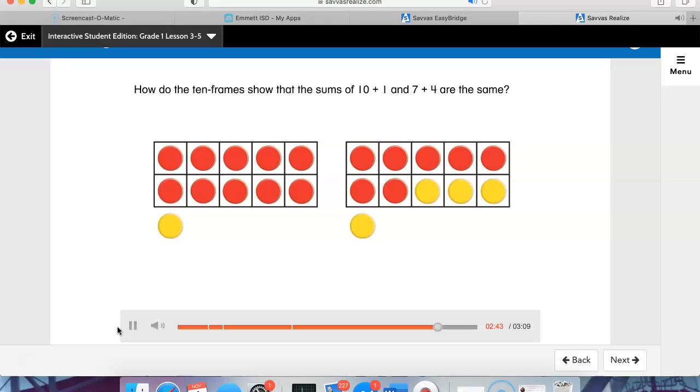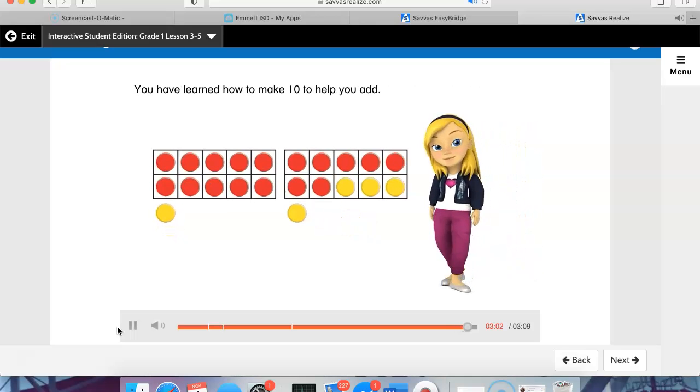How do the 10 frames show that the sums of 10 plus 1 and 7 plus 4 are the same? The counters are arranged differently, but the total number of counters stayed the same. You have learned how to make 10 to help you add.